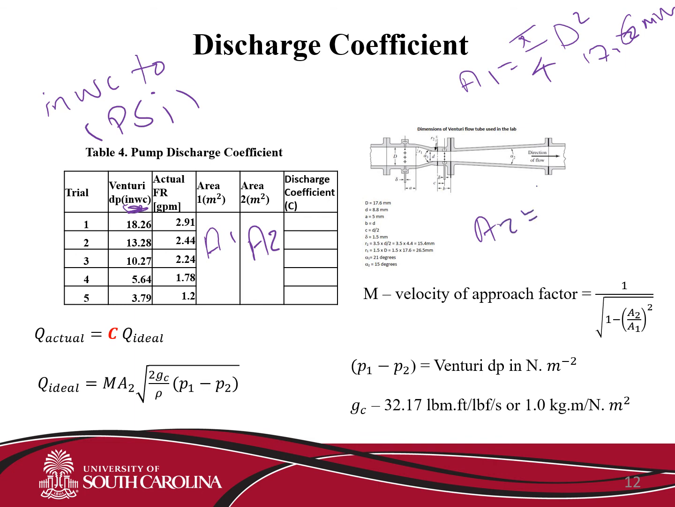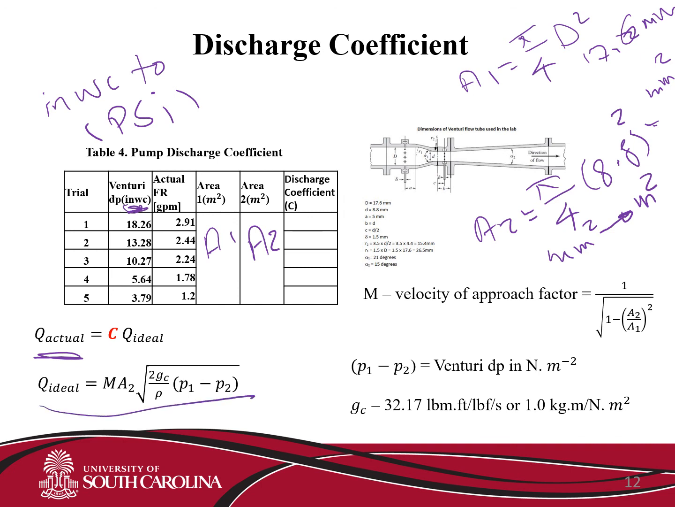A2 equals pi over 4 times 8.8 millimeter square. Make sure the unit is correct. Convert millimeter square to meter square. It's very important. And then how to find the discharge? Q actual equals C times Q ideal. You need to find the Q ideal. P1 minus P2 is the Venturi. Make sure to use P1 minus P2 for Venturi, the Venturi dB, in Newton per meter square.